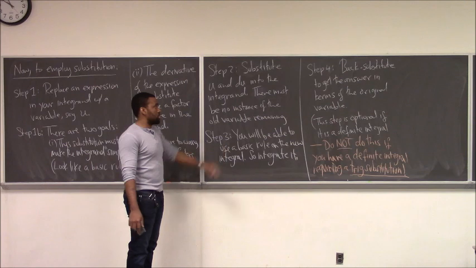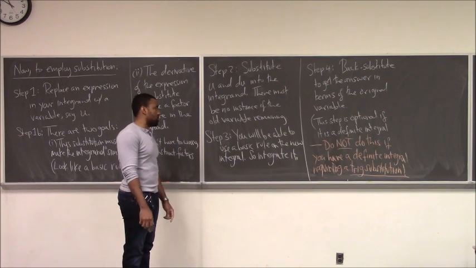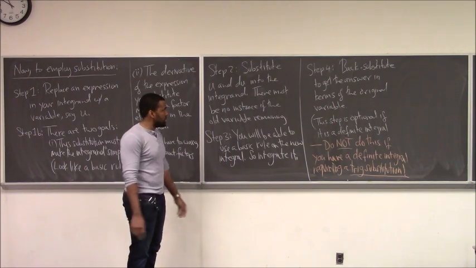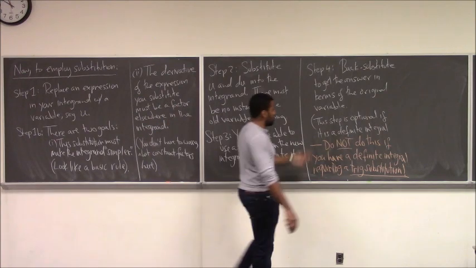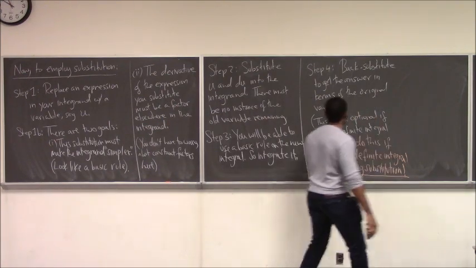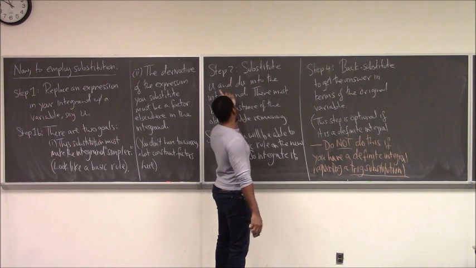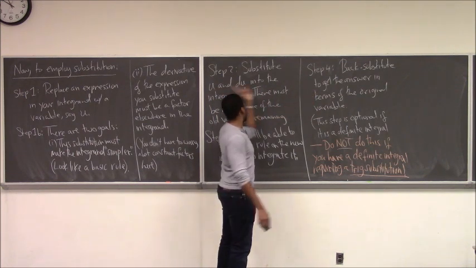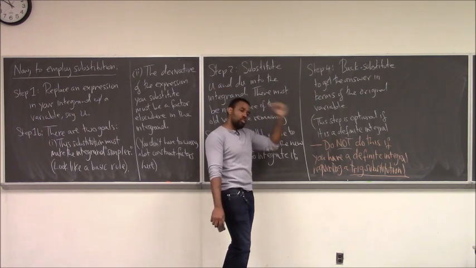So make all these substitutions, eliminate every instance of the old variable. You'll get an easier integral to integrate, so you just integrate it. Once you do that, you do back substitution. So everywhere you see a u in your answer, you're going to replace that u with what the original expression was.